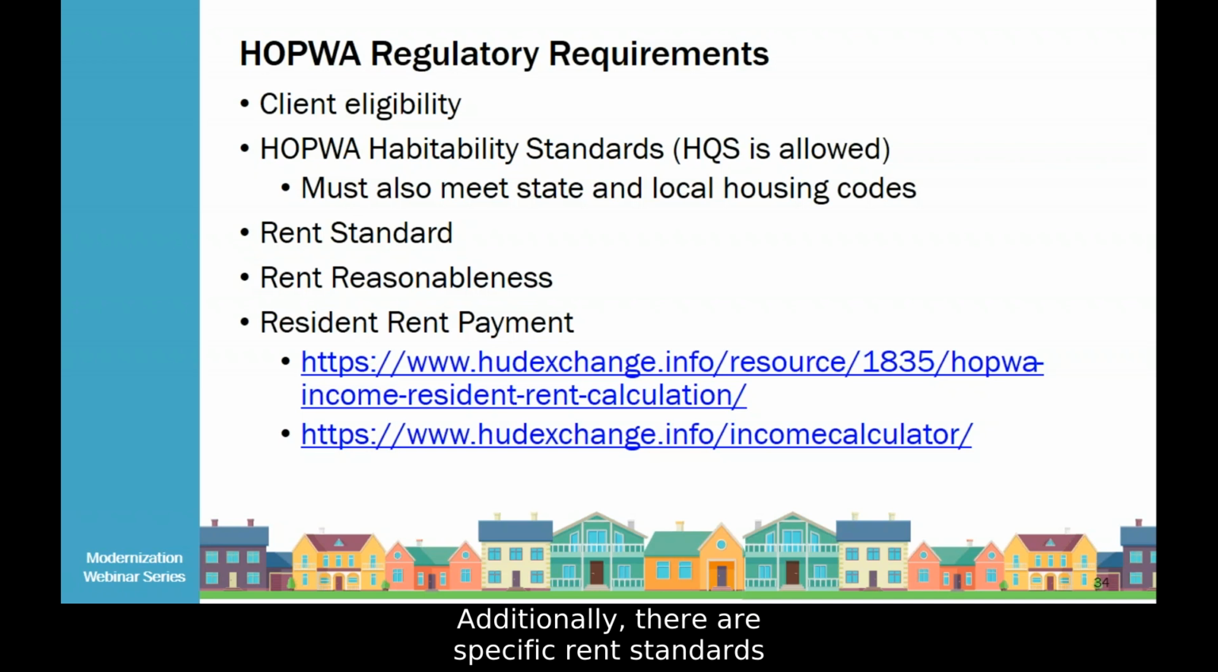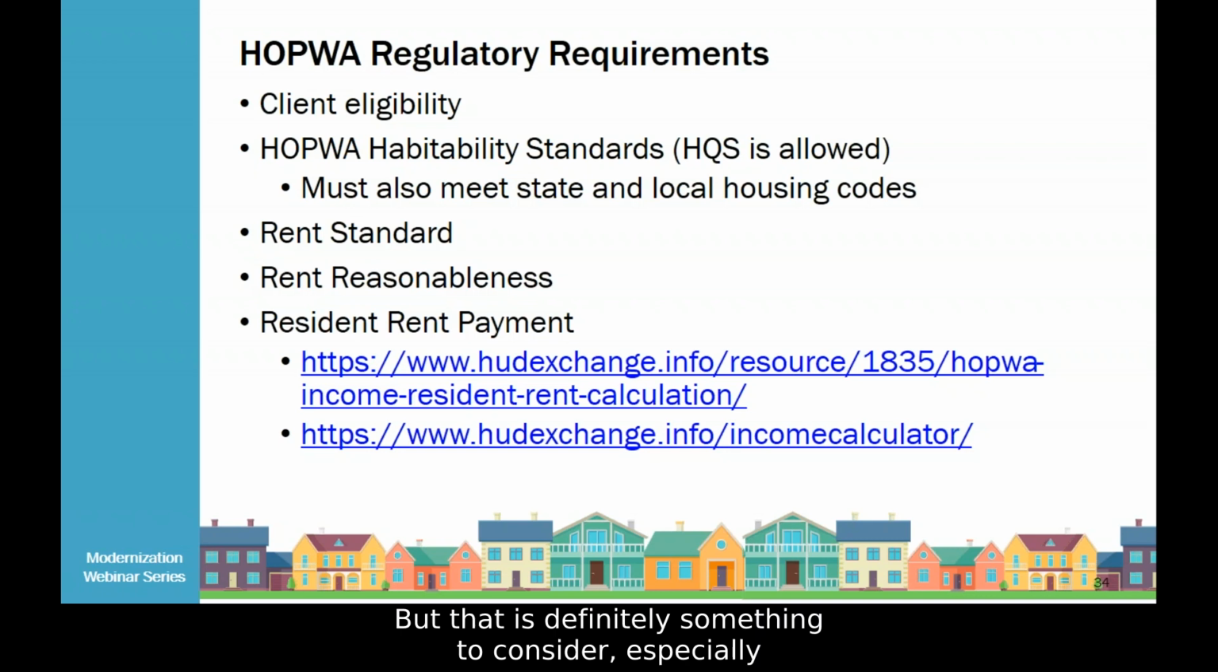Additionally, there are specific rent standards for providing rental assistance. And when we say rent standard, what we mean here is that the rent cannot exceed either the FMR for your community or the HUD-approved community-wide exception rent. You can use one or the other. And grantees actually are able to increase the rent standard by 10% for up to 20% of units. And if you do this, you just need to be sure to track so that you don't exceed that 20% limitation.